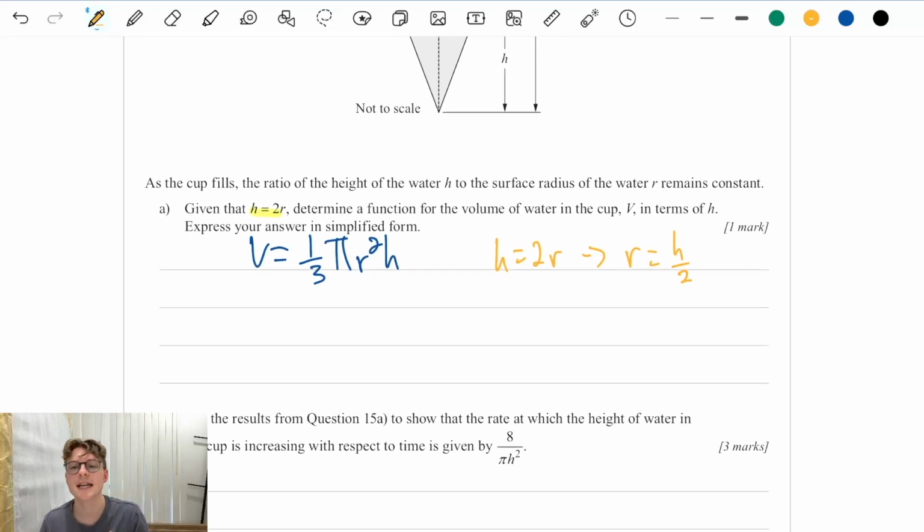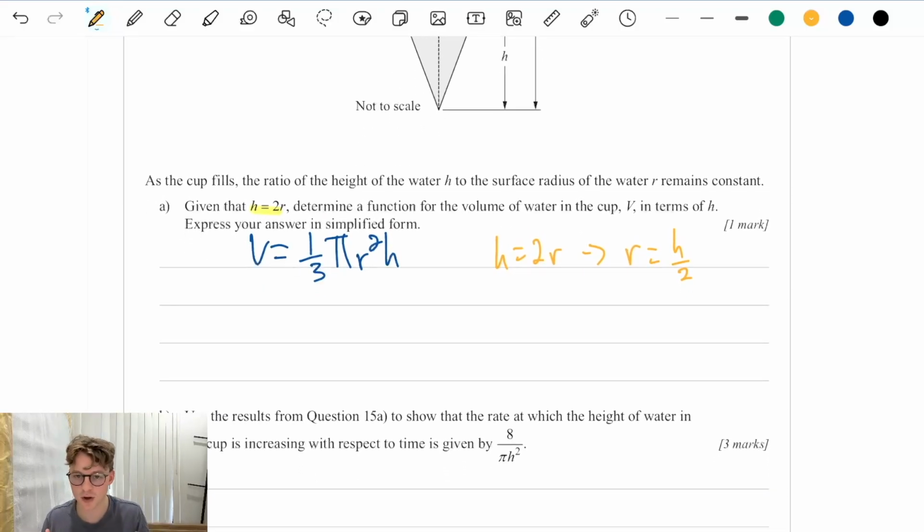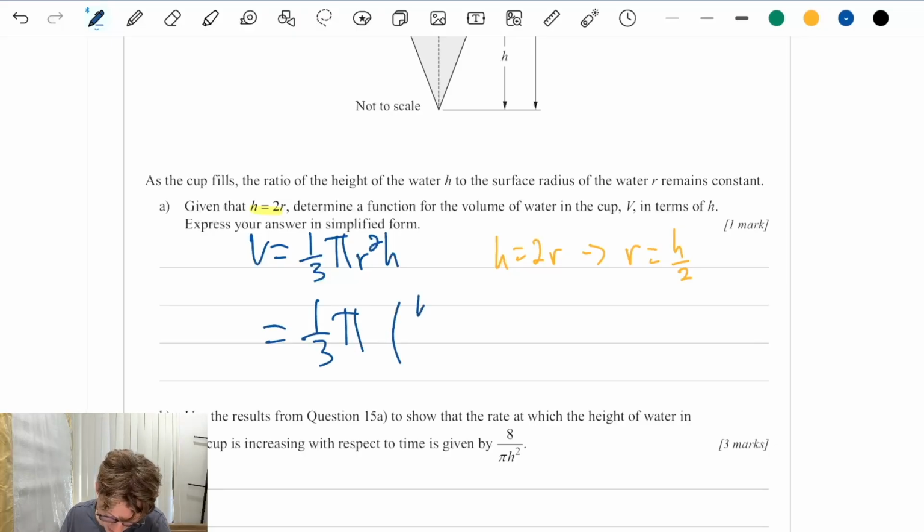All of this is to say that two unknowns makes questions, for the most part, semi-impossible. So we get rid of one of our unknowns, so you just make h the one thing I don't know, so I can actually do some kind of calculus on it later on, most likely. That's going to be equal to 1/3 pi multiplied by (h over 2) squared multiplied by h.